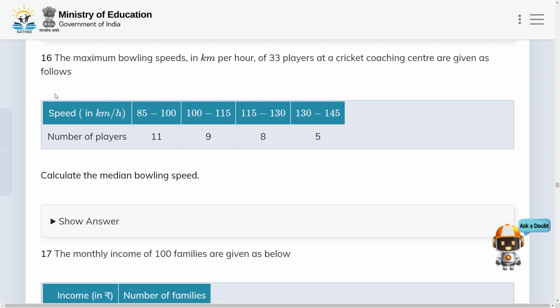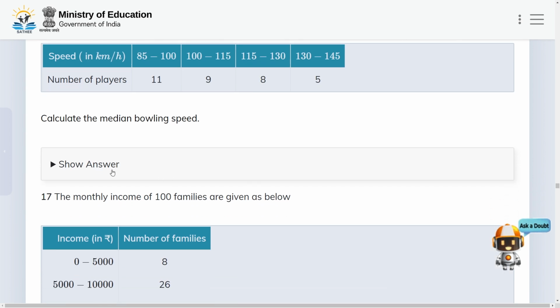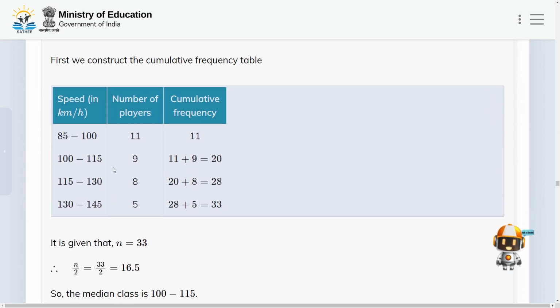In the next problem, we have the maximum bowling speeds in kilometer per hour of 33 players at a cricket coaching center, given as follows, and we need to calculate the median bowling speed. First we construct the cumulative frequency table. Here is speed in kilometer per hour, given in class interval 85 to 100, the number of players is 11, and the cumulative frequency is 11.